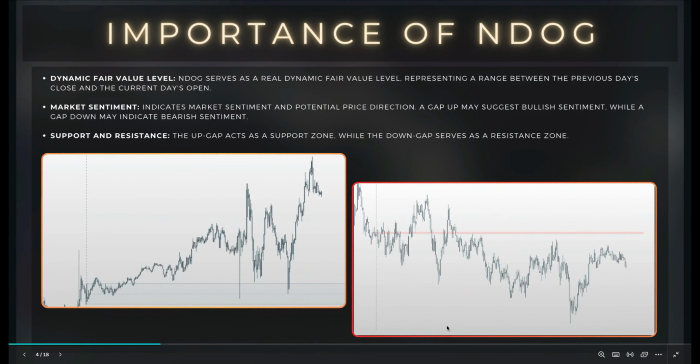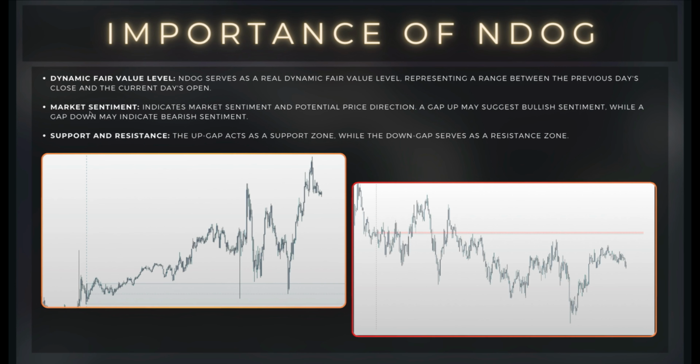Now, what is the importance of NDOG? Dynamic fair value level. New day opening gap serves as a real dynamic fair value level, representing a range between the previous day's close and the current day open. And as you can see, price seems to react pretty favorably when it comes to this.